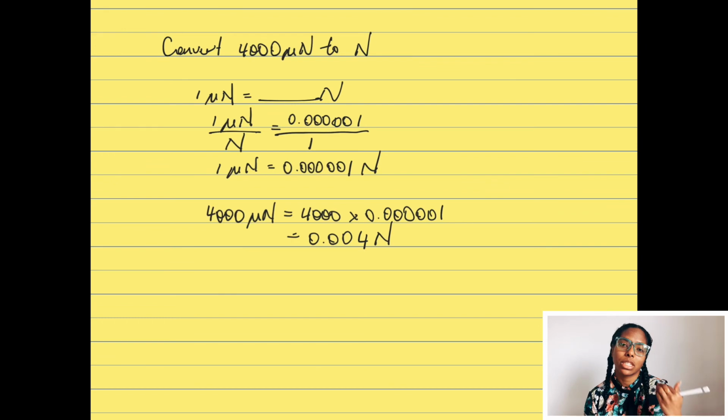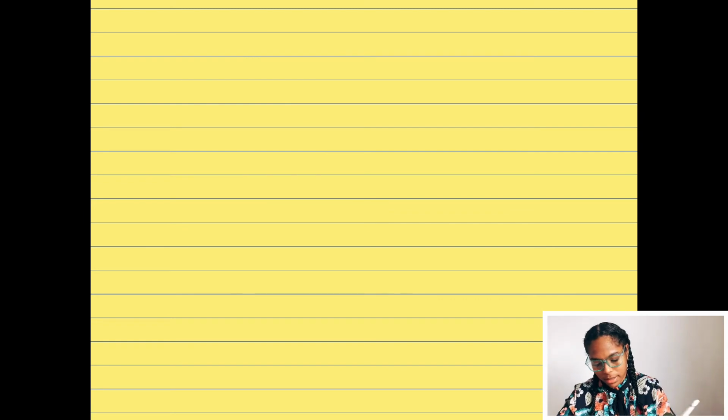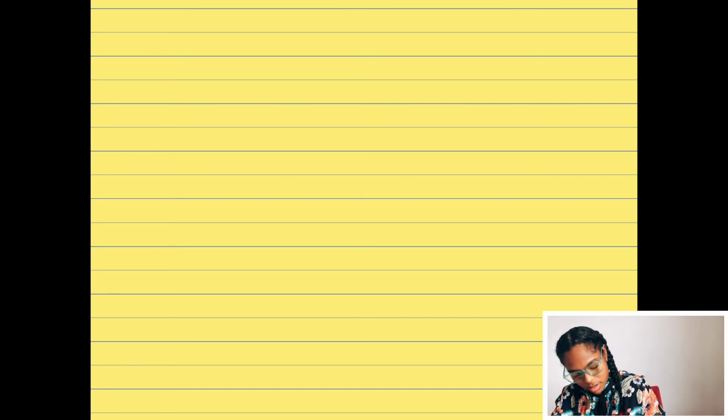What you can do is, for each question that I work out as a decimal only, you can go over it and work it out as a fraction. And our next and final example is, let's see, 3,456 watts is equal to how many megawatts?